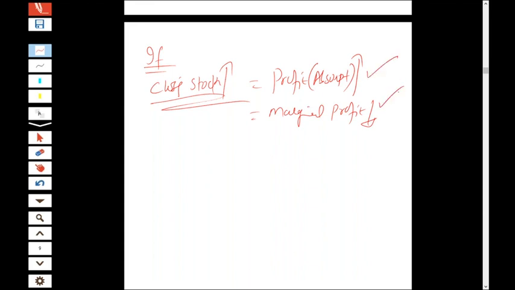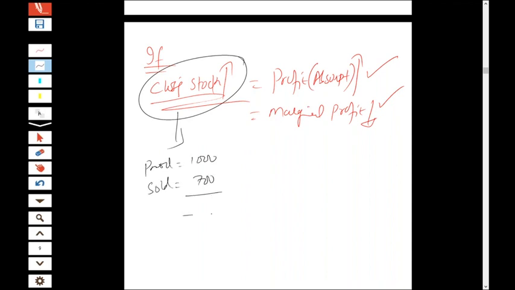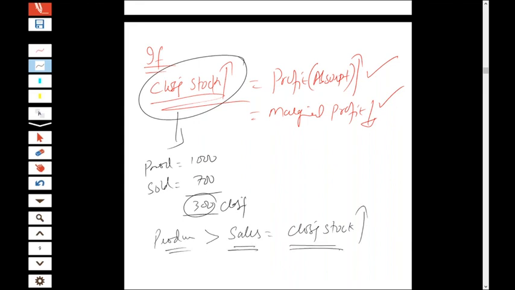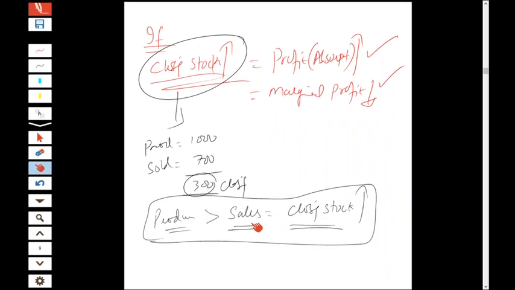How do you interpret closing stock increases? For example, the production is 1,000 units and I sold 700. That means 300 is in closing stock. Because opening was nothing, production is greater than sales. That means closing stock increases. When your production exceeds your sales, closing stock increases.